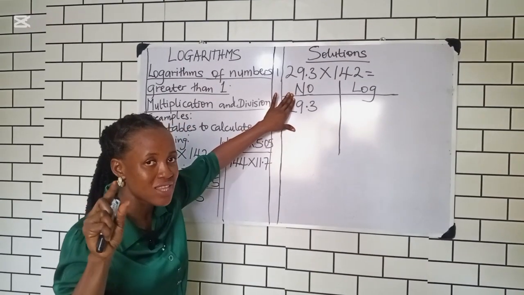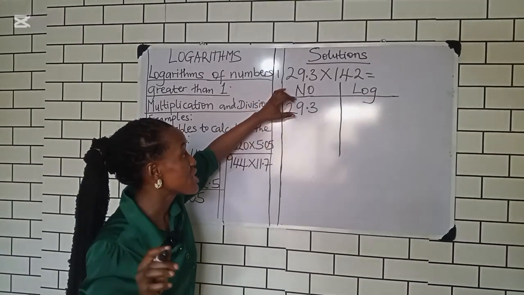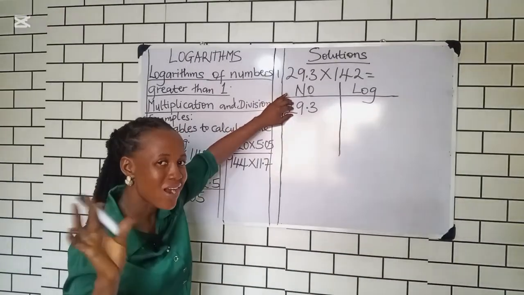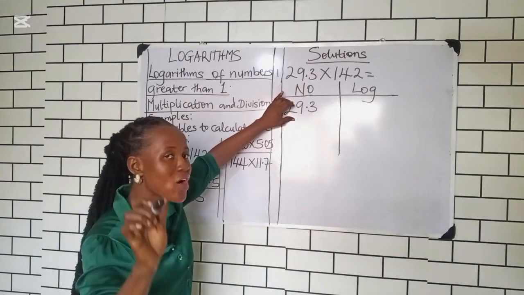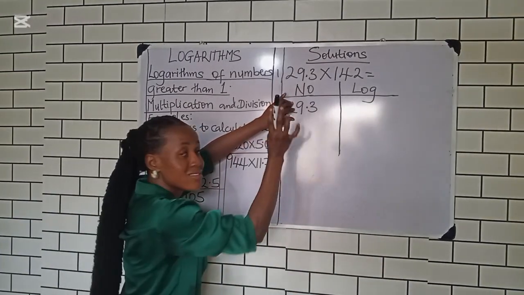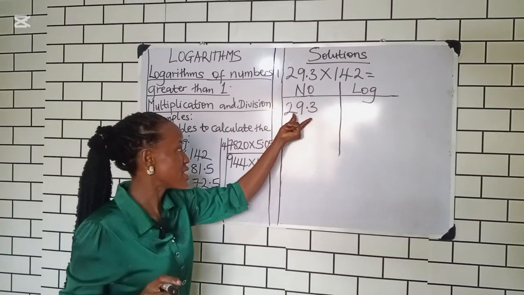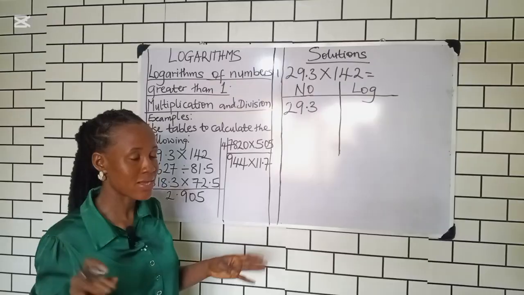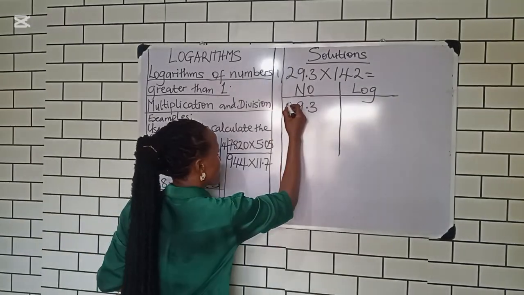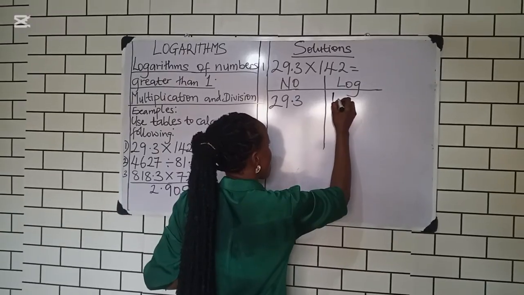Don't count the decimal point. Leave your first number and count the number that follows it, but do not count through the decimal point. Once you see the decimal point, you stop. Or you can just write the number in standard form and carry the power of 10 as your characteristic. They are the same. Now here, our characteristic is 1. You write your 1 point.